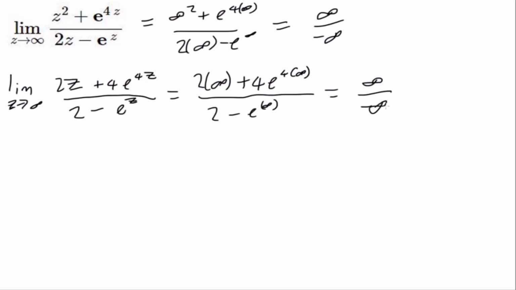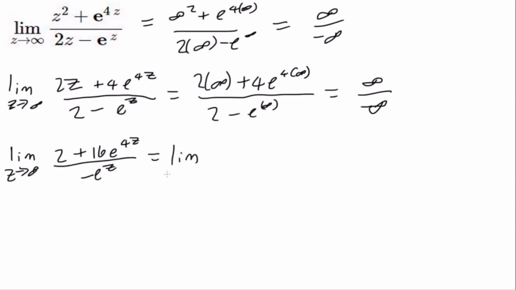So the trick here is to apply it once again, because we've proven that we can apply L'Hopital's rule. So we do it once again. We've got to differentiate the top and bottom of this one now. So the limit of z towards infinity: 2z just gives you 2, plus 4 times 4 gives you 16e to the 4z, all over 2, which hasn't got a z so it goes to 0, minus e to the z, which is just that.